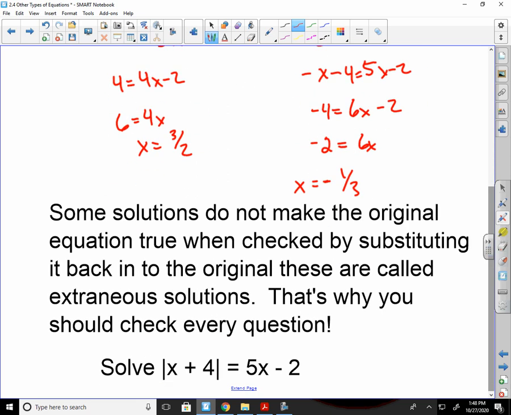In these questions, some solutions do not make the original equation true. We can check that by substituting back into the original equations, and these are called extraneous solutions. That's why you should check every question.